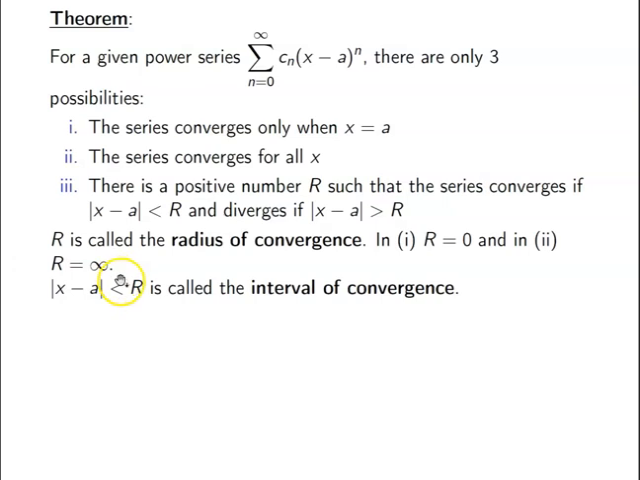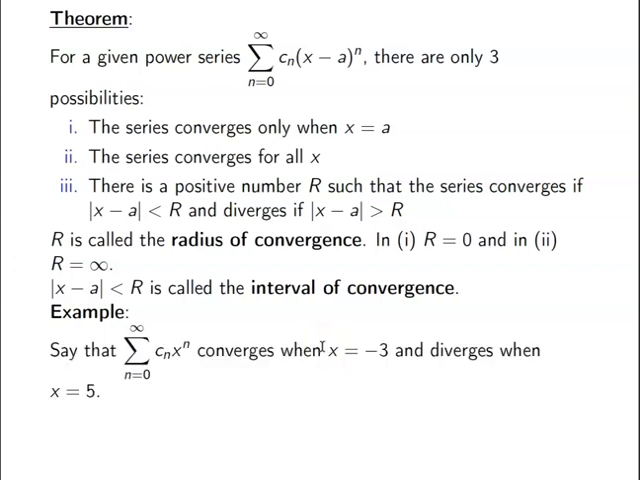Notice here that this is a strict inequality. Again, jumping ahead a little bit, I don't really know what's going to happen at R away. I just know that within a radius of R, I converge. I don't know what happens when I'm on the border of this radius. That's something that I would check on my own separately in order to get a true interval of convergence. Okay, so let's do an example.